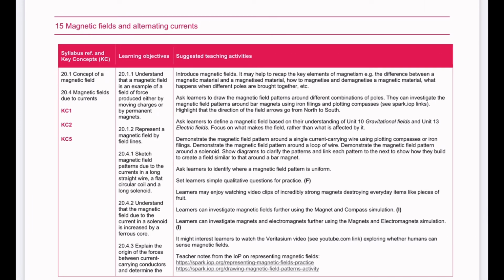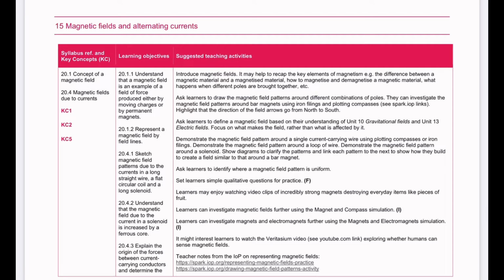Magnetic fields and alternating currents. Key concept 20.1. Concept of a magnetic field. 20.1.1. Understand that a magnetic field is an example of a force field produced either by moving charges or by permanent magnets. 20.1.2. Represent a magnetic field by field lines. 20.4. Key concept. Magnetic fields due to currents.